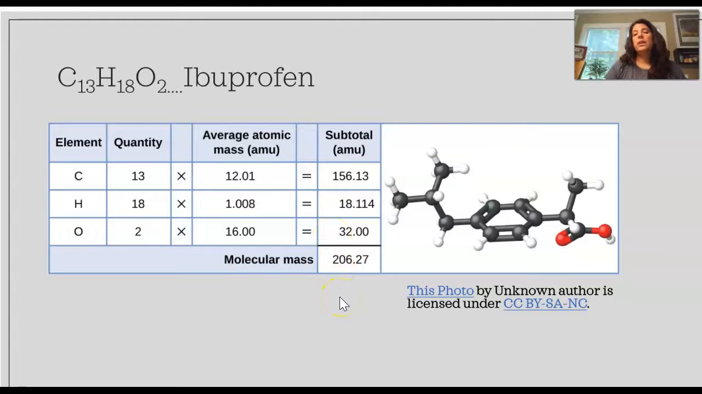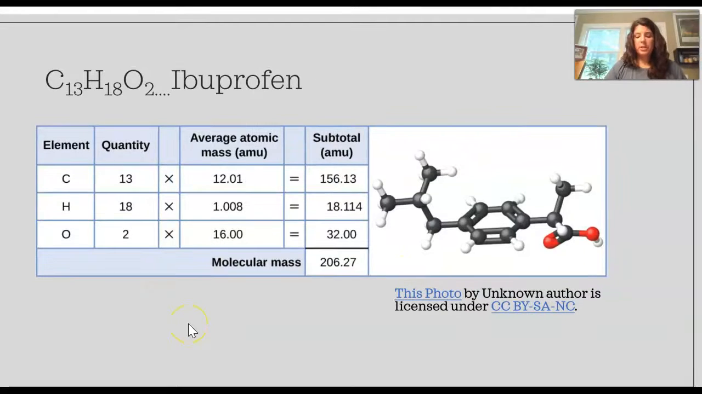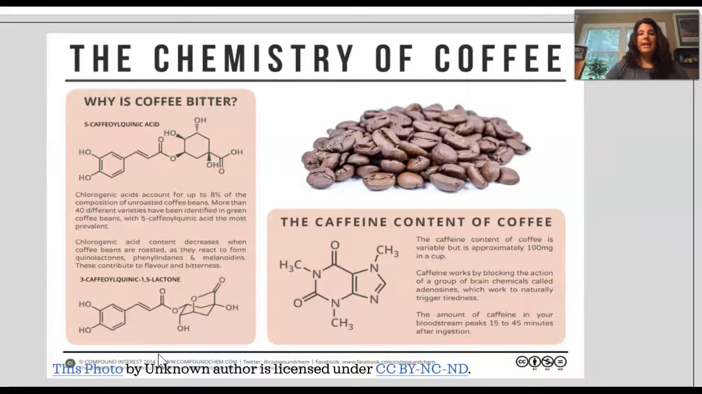Now what we're going to do is we're going to convert these into percentages, which is really easy. So basically, in order to figure out what percent of carbon there is in ibuprofen, we would take 156.13 and divide it by the total molecular mass, 206.27. And then multiply that number by 100 because you would get a decimal, and we would find out what the percent mass is. So if you actually punch that into your calculator, you would end up with 75.7% of ibuprofen is made of carbon. So that's kind of what we're going to be working on today.